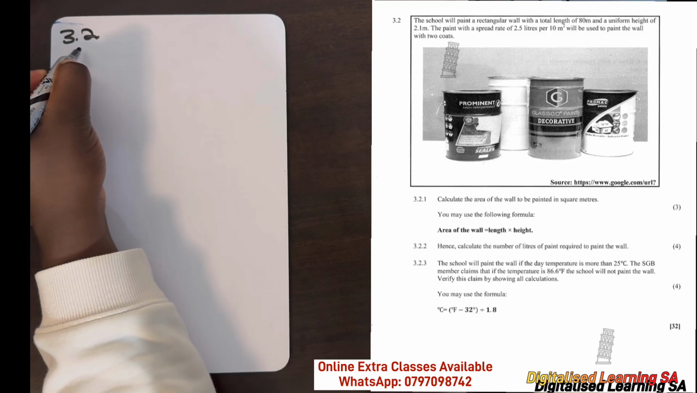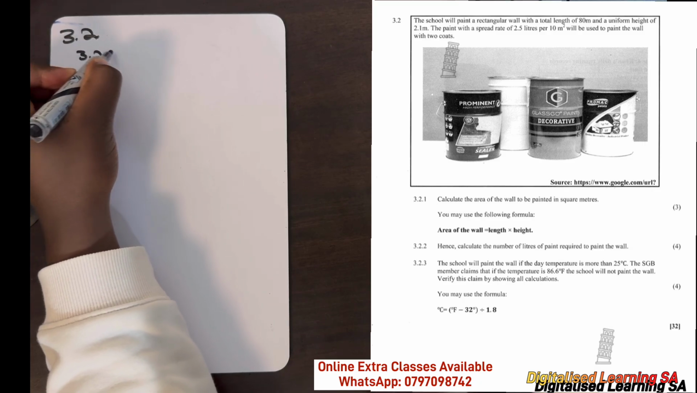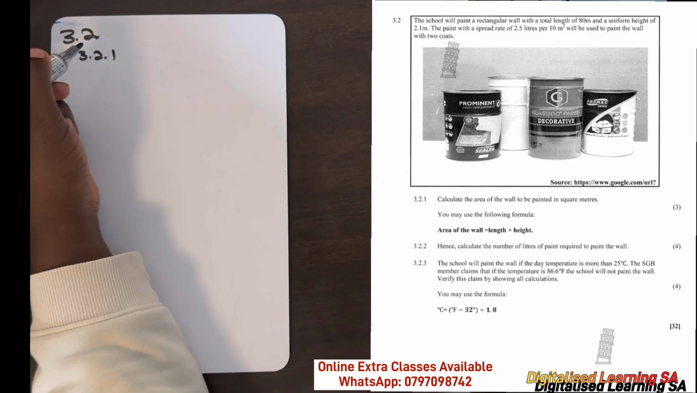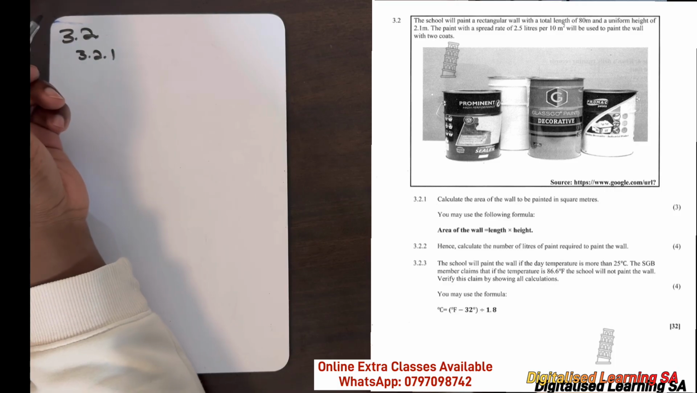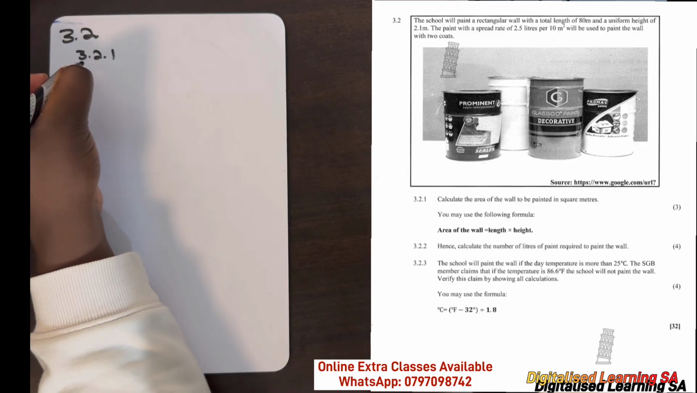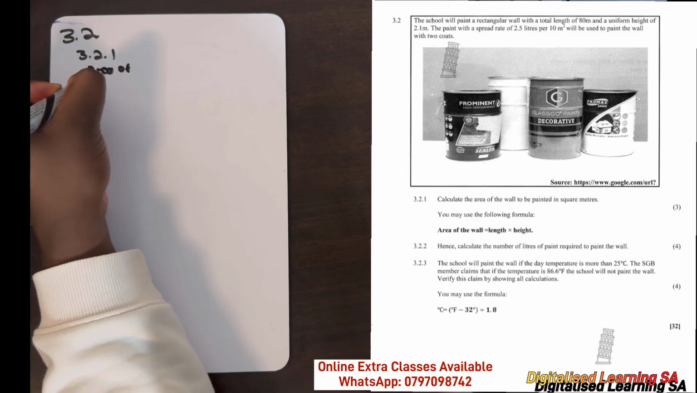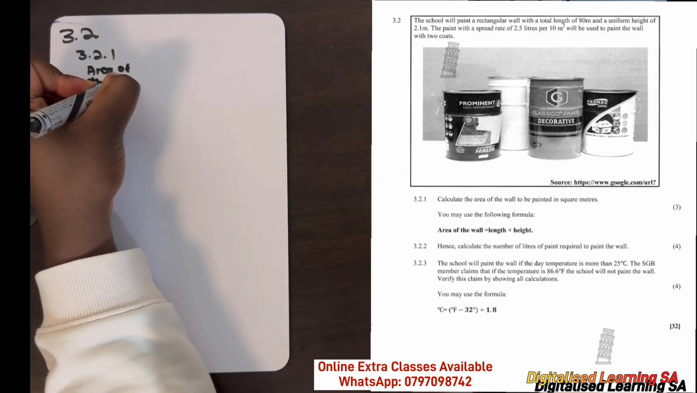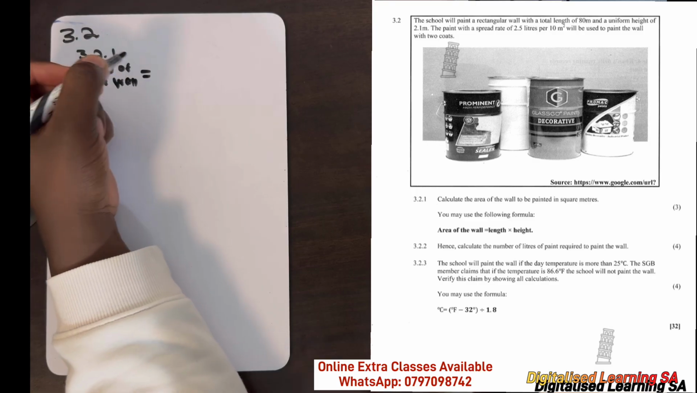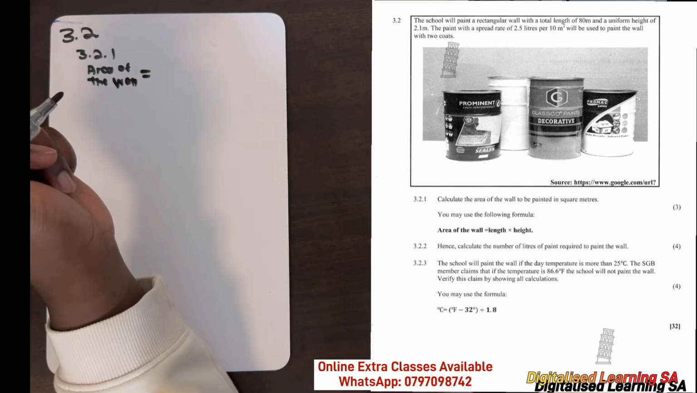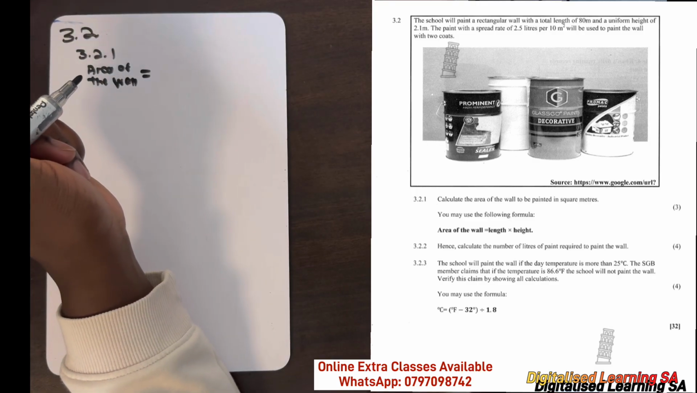So we will start with question 3.2.1. Question 3.2.1 says, calculate the area of the wall to be painted in square meters, and we are told that we may use the following formula. Okay, so we are given the formula. So we are looking for the area of the wall, and our formula is length multiplied by height.